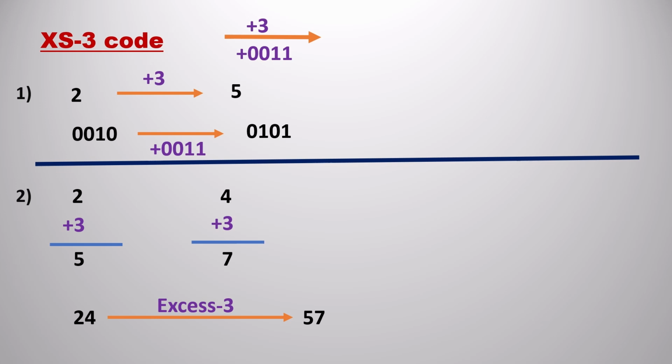So you might think XS3 means you have to add 3 to the whole number. No, we should not add to the whole. That is, we should not add 24 plus 3, that is 27. No, that's wrong. We have to add 3 to the individual digits. That is, we are going to get the final output, that is 57 as shown there.